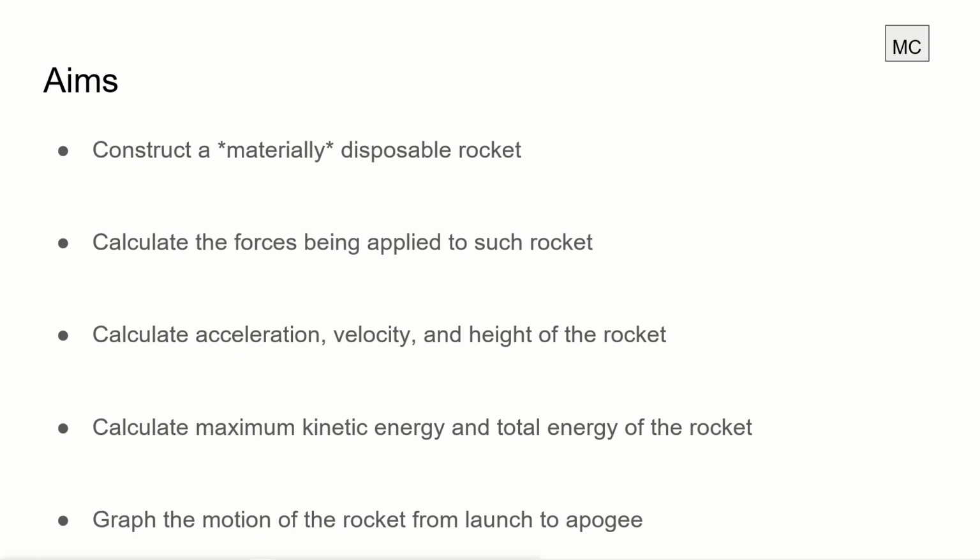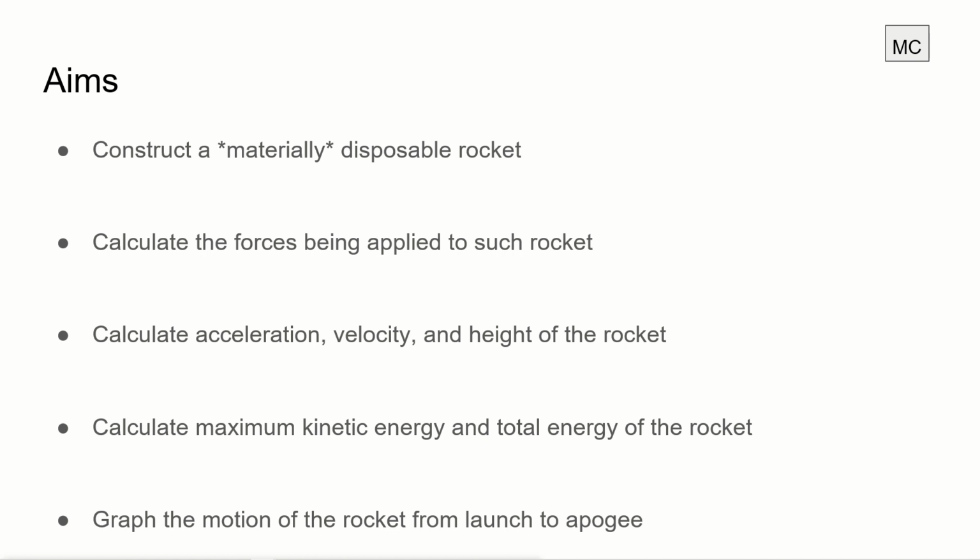The aim of the project is to construct a materially disposable rocket using a set of lightweight plastic and cardboard pieces to create the shaft, the fins, and the nose cone of the rocket, along with the parachute and the engine bay. Then calculate the forces being applied to the rocket, considering the current state of motion. Work out the velocity, the acceleration, and the height of the rocket at certain intervals, calculated in bulk with an Excel spreadsheet.